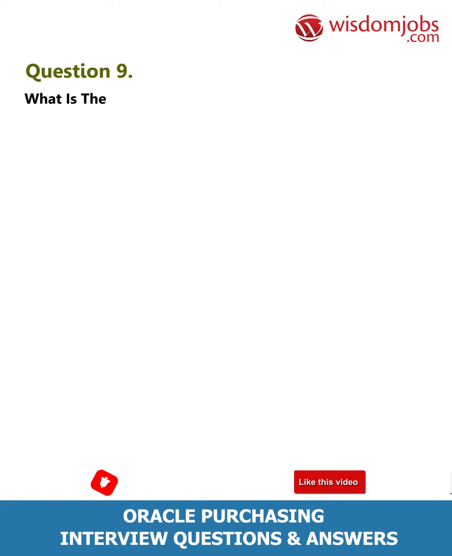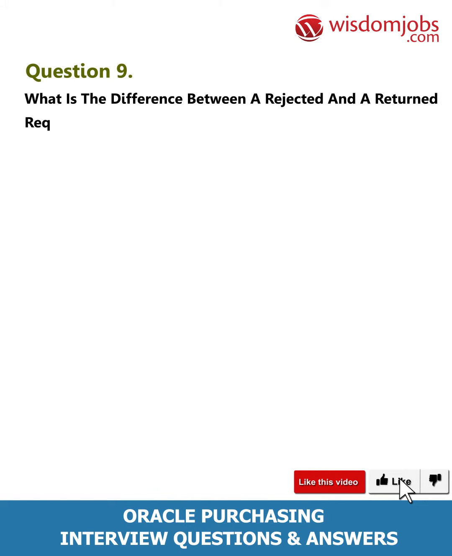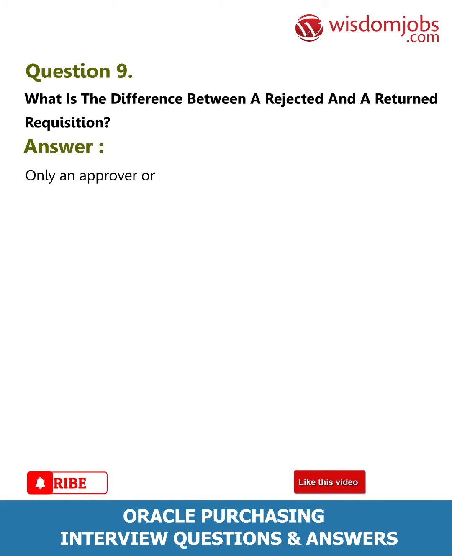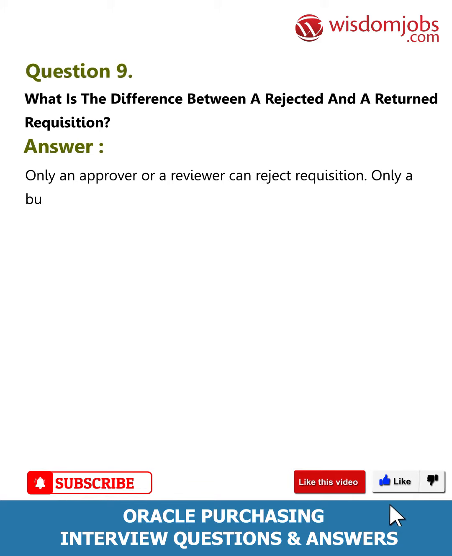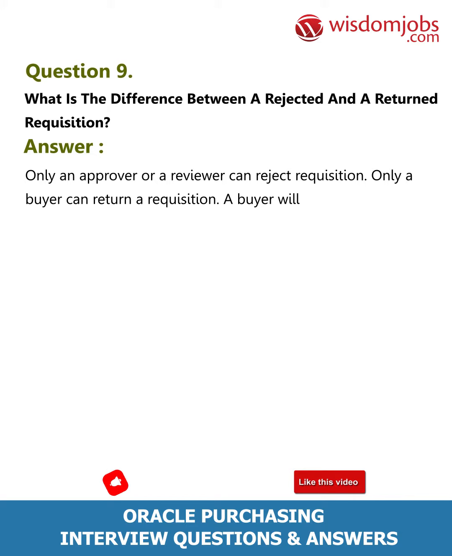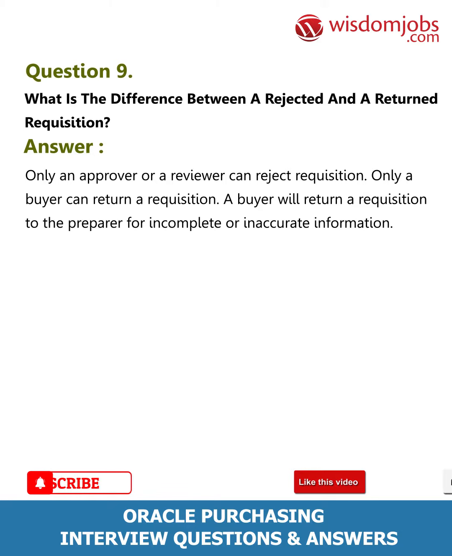Question 9. What is the difference between a rejected and a returned requisition? Answer. Only an approver or a reviewer can reject a requisition. Only a buyer can return a requisition. A buyer will return a requisition to the preparer for incomplete or inaccurate information.